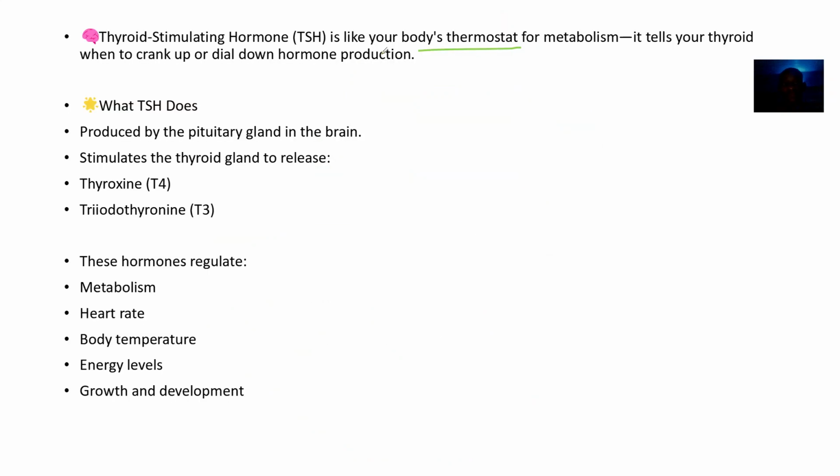So what does it do? It stimulates the thyroid gland so that it releases these two hormones, thyroxine and triiodothyronine. Those hormones increase your heart rate, and if they are low, they decrease it. Just know that they regulate heart rate, metabolism, body temperature, energy levels, how you grow, and how you develop.